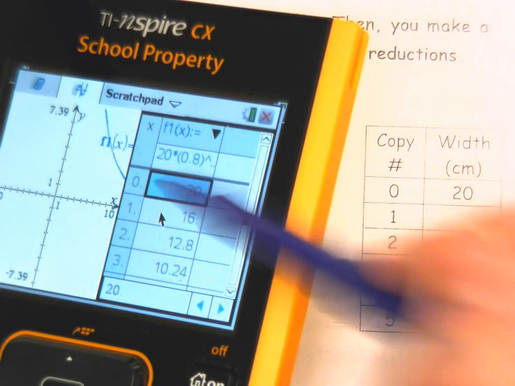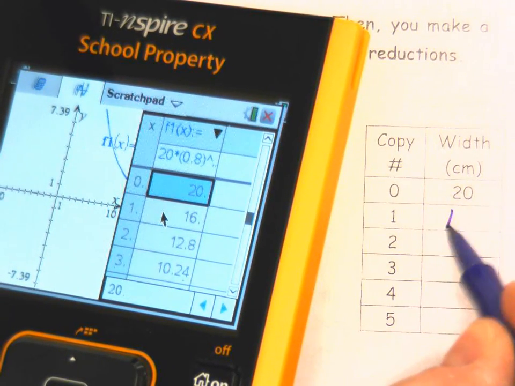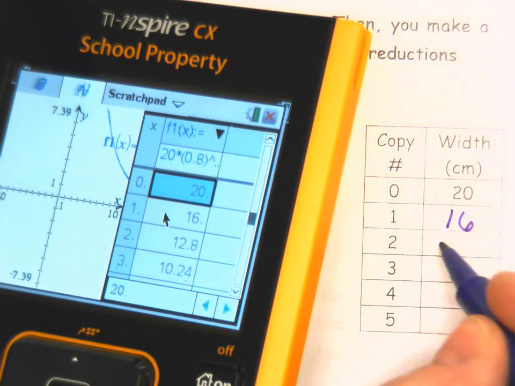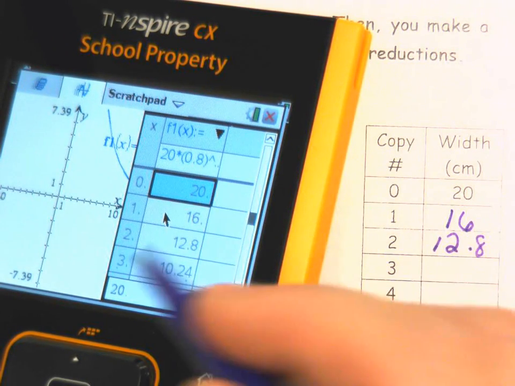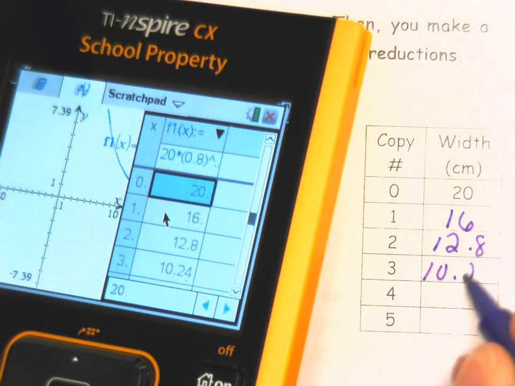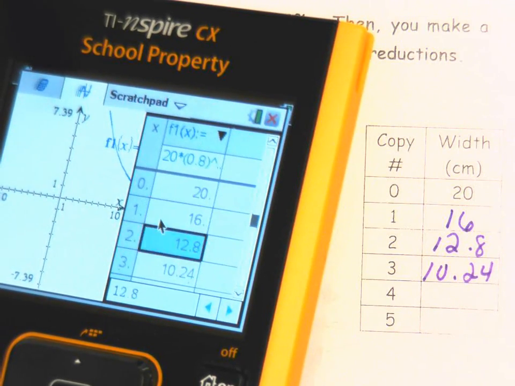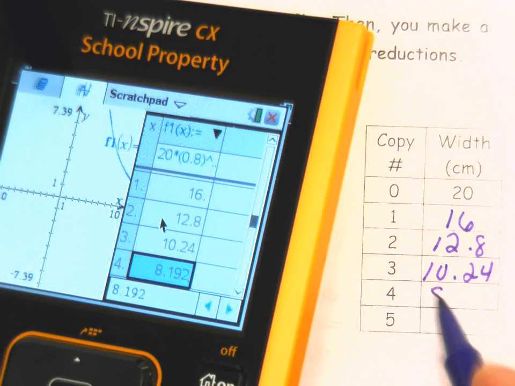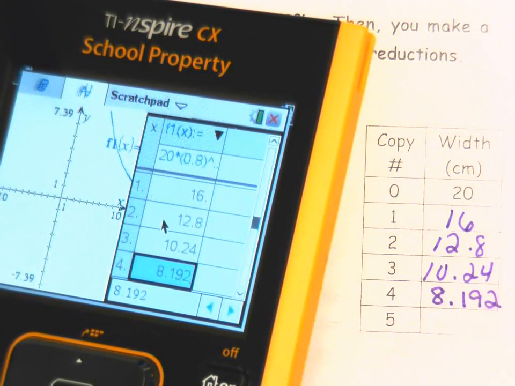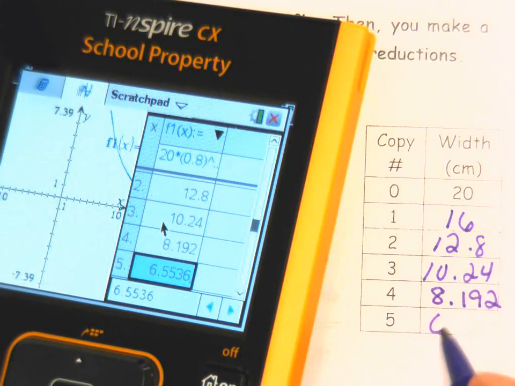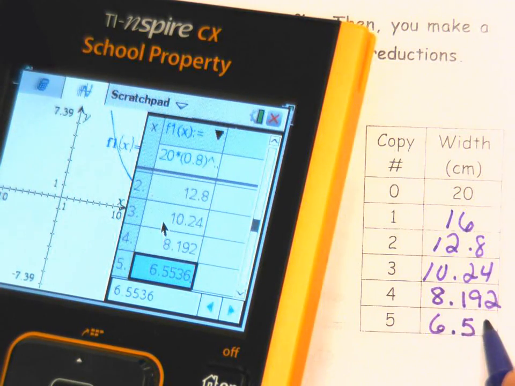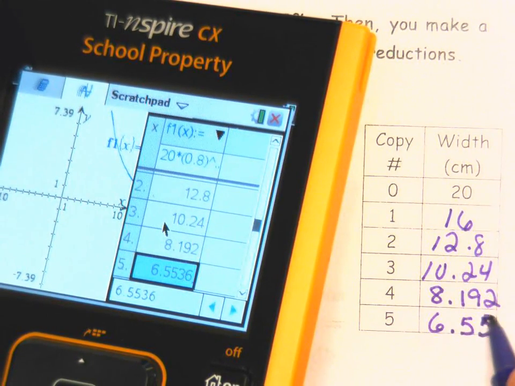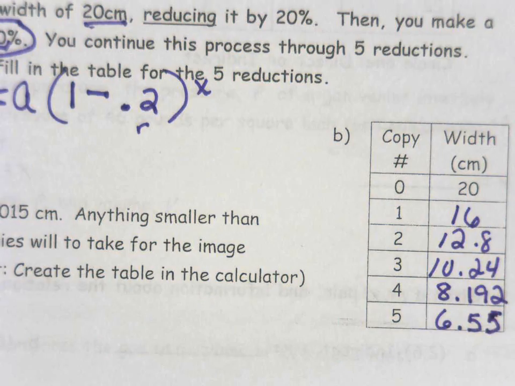Okay, there we go. 0 is 20, 1 would be 16, 2 would be 12.8, 3 would be 10.24, and scroll down, 4 would be 8.192, 5 would be 6.55, and I'm just going to round that one to the nearest hundredth. If you wanted to, you could write the whole thing. And that would be the answer for the table.